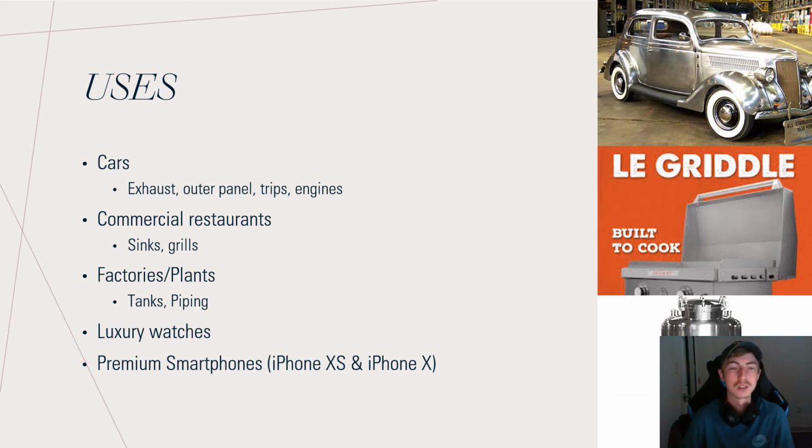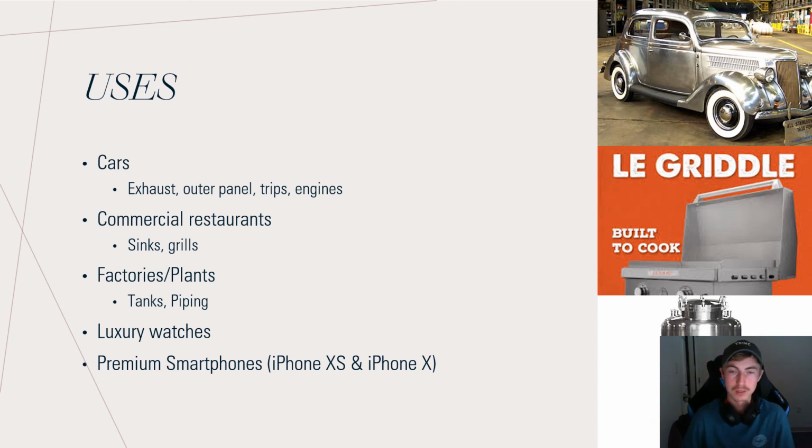For cars, in the picture in the top right, we have a car that's completely made out of stainless steel, but you don't see that anymore as it's not cost efficient, as well as it's a pretty heavy car. Versus cars today, they only use the stainless steel for the exhaust, the outer panels, trims, and engines. Basically, the parts that deal with chemicals and heat would use the stainless steel, whereas the rest of the body is usually made out of plastics due to its cheapness.